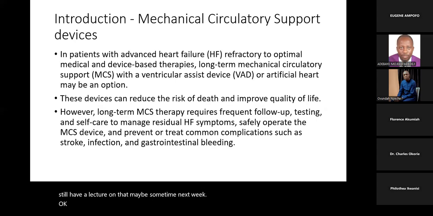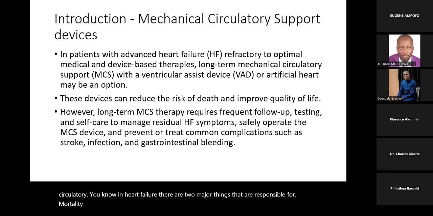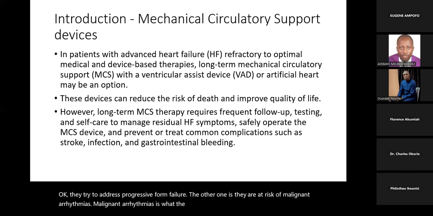Okay, so we'll go to mechanical circulatory support devices. In patients with advanced heart failure who are refractory to optimal medical therapy, long-term mechanical circulatory support may be considered. You know, in heart failure, there are two major things that are responsible for mortality. One of them is they usually have progressive pump failure. So that's what mechanical circulatory devices try to address. The other one is they are at risk of malignant arrhythmias. Malignant arrhythmias is what the ICDs, the electrical devices, tend to want to address.